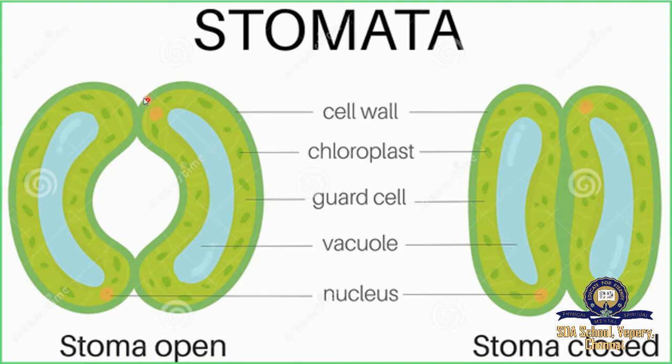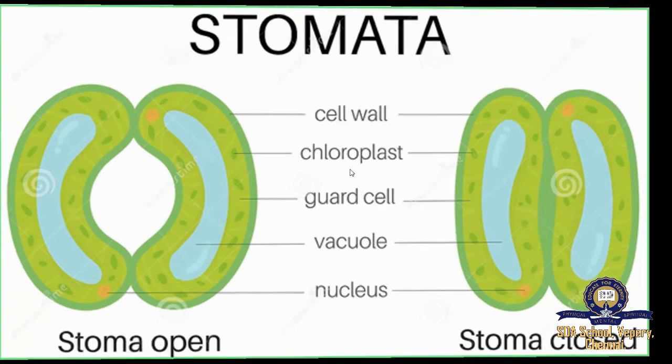So this is how a stomata looks when it opens, and this is how a stomata looks when it closes. So this guard cell mainly plays a vital role in stomata, which helps in regulating the rate of transpiration by opening and closing of stomata.